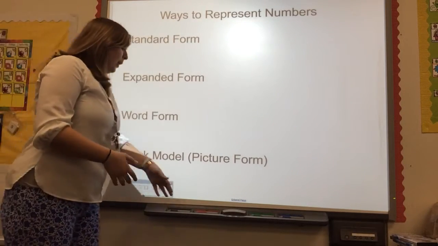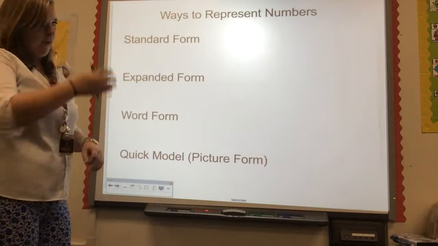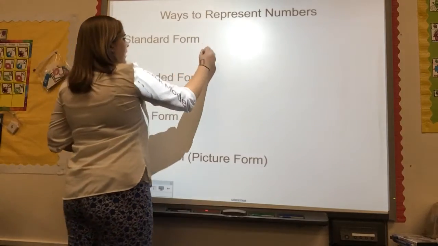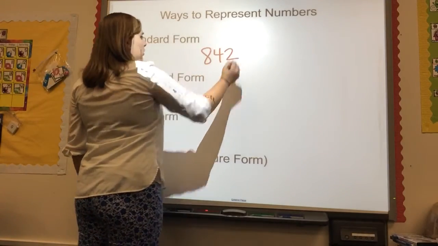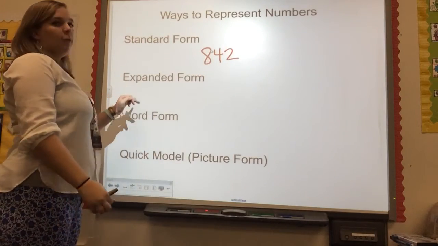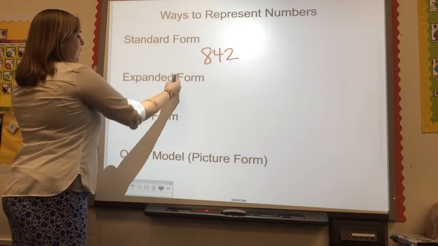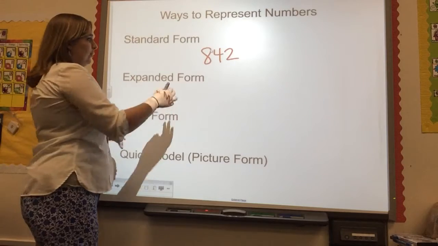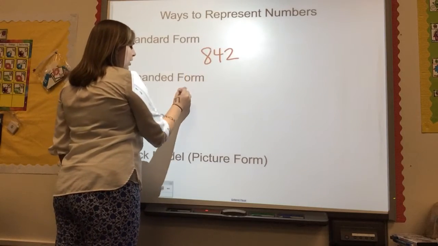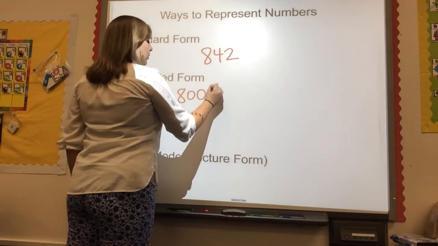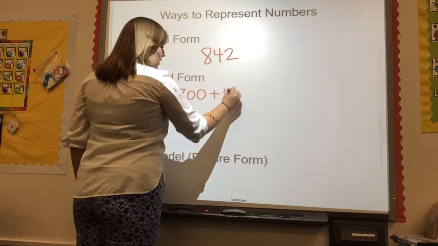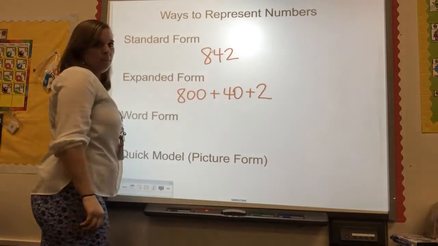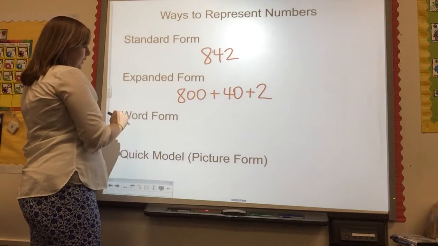Next, we did ways to represent a number. So let's do the number 842. Okay? Standard form, all you do is write the number, 842. All right? Expanded form means you expand the number. You make it bigger. We're going to be adding each place value up. So there's 800 plus 40 plus 2. Okay, that is expanded form.